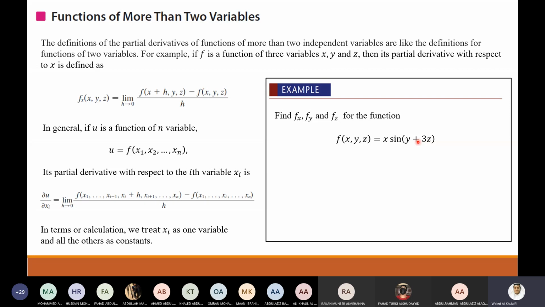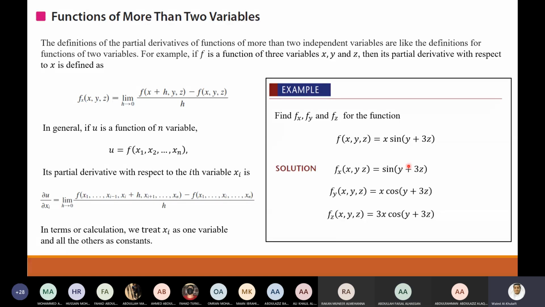What is the derivative of this function, I mean? The derivative of the whole function with respect to x. What will it be? 1? Okay, I see answers in the chat. Actually, sine y plus 3z. Okay, very good. So this is it.